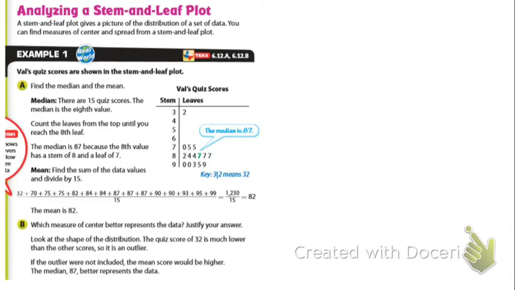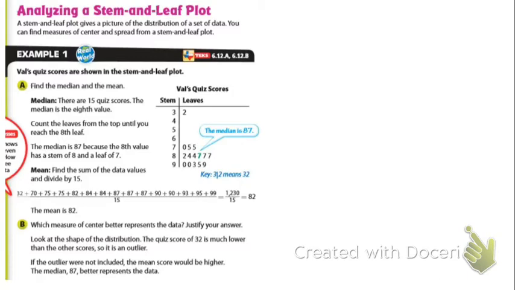Next, analyzing a stem and leaf plot. All right, so they're telling us that a stem and leaf plot gives a picture of the distribution of a set of data. You can find measures of center and spread from a stem and leaf plot. Example number 1. They're telling us that Val's quiz scores are shown in the stem and leaf plot, which is right there. Letter A, find the median and the mean. All right, so now let's go through the steps on letter A.